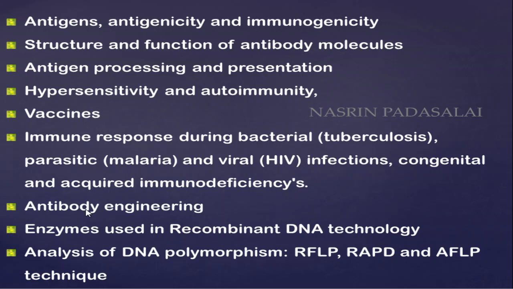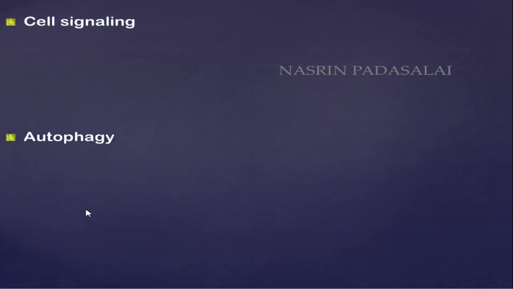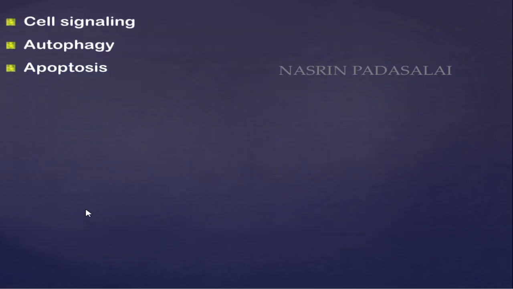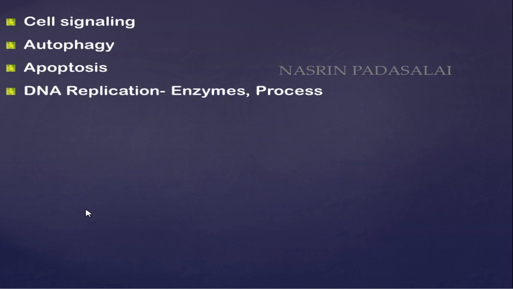Next, you need to know about analysis of DNA polymorphism, like which particular DNA polymorphism technique is PCR based and which requires sequence knowledge, they will be asking like that. In addition to that, you need to study about DNA fingerprinting and DNA sequencing technology. Next, you need to study about autophagy, apoptosis, and DNA replication, like enzymes involved in DNA replication, prokaryotic and eukaryotic DNA replication, the entire process of DNA replication.